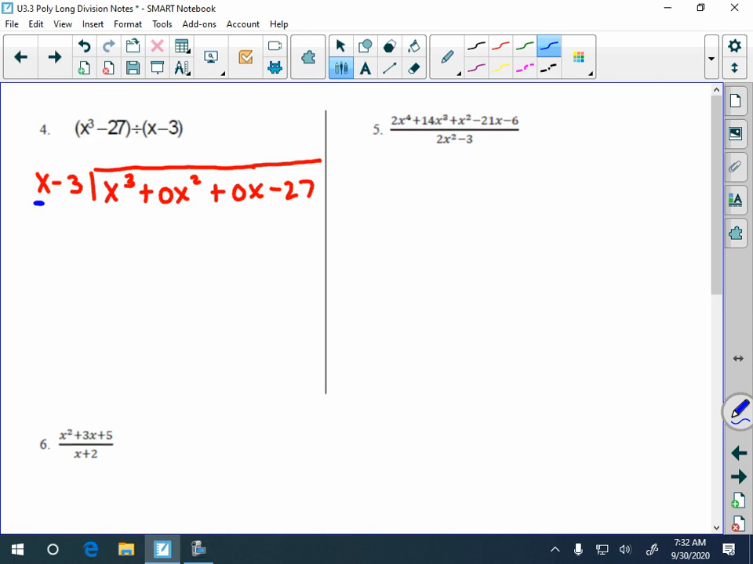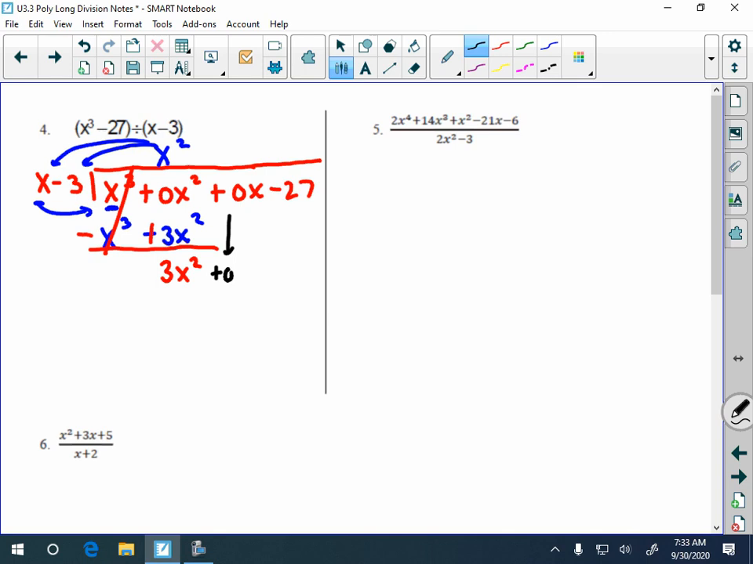All right, so now let's go ahead and do this. So the x on the outside and the x cubed on the inside. So x times what is x to the third? Well, it's x squared. So we'll take the x squared, distribute. So that's x cubed minus 3x squared. So we want to line up our exponents. Minus 3x squared goes underneath the 0x squared. Okay, we'll draw a line underneath. Change both signs to their opposites. Add down. That's 0. 0x squared plus 3x squared is 3x squared. Okay, we'll bring down the 0x.